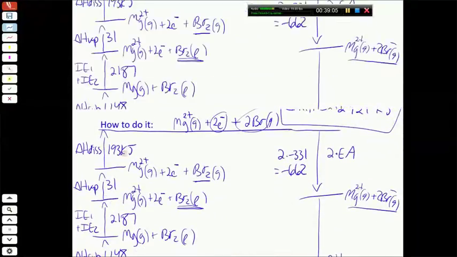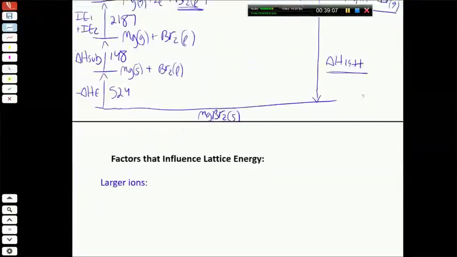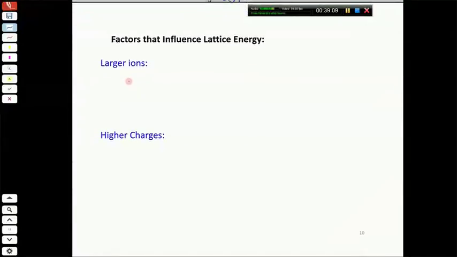Alright, so that's how we calculate lattice energy. The last thing we're going to talk about is one other type of problem we'll ask you to do related to lattice energy, which is comparing lattice energies for different ionic compounds. And this is pretty straightforward to do. So here you wouldn't be necessarily calculating the exact lattice energy for all these different compounds. You're just trying to compare one to the other, relatively speaking.